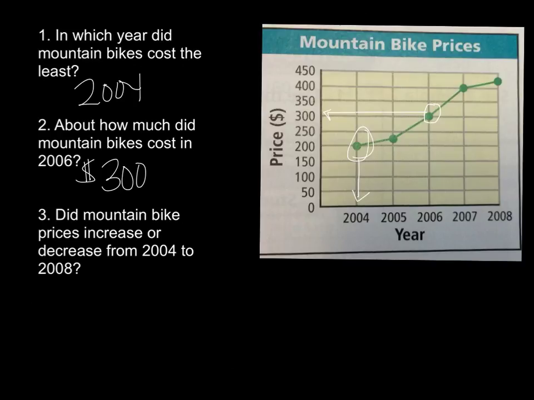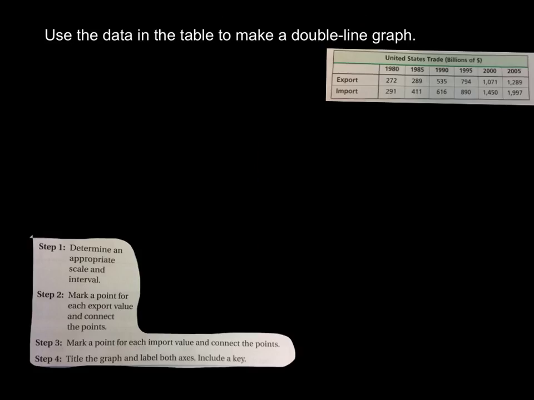Lastly, did mountain bike prices increase or decrease from 2004? Again, we're going to look at this point. Let me see if I can get a darker color here. We're going to look at this point. Until this point, we see that cost increased. Okay, next. The increase to about $425. Yikes. All right, so now we're going to make a double line graph.